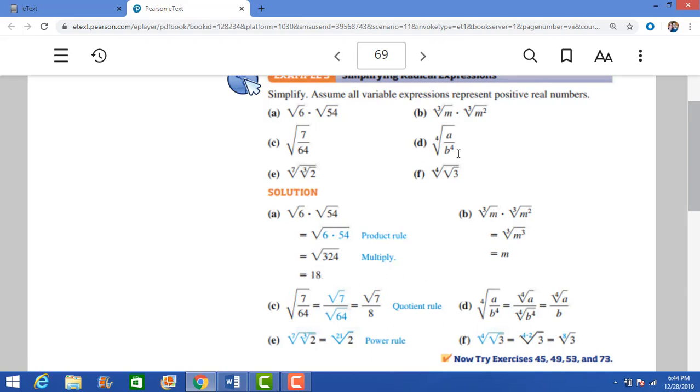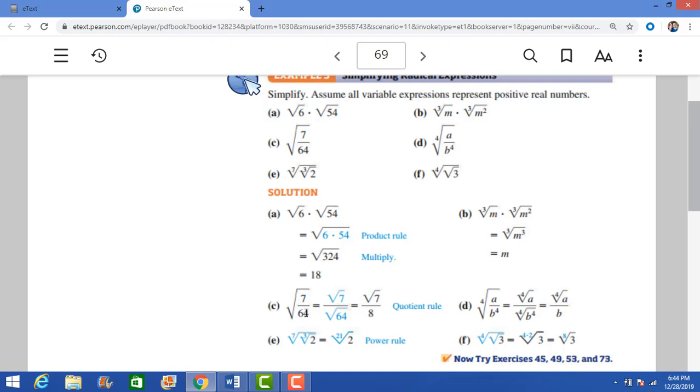Here, we do the same thing. This is a cube root, and this is a cube root, so we can combine these under the same radical, and so we get the cube root of m times m squared, which gives us m cubed, which then cancels with the cube root, and we get m. And notice that we don't have to have the absolute value signs. And so our answer is m.